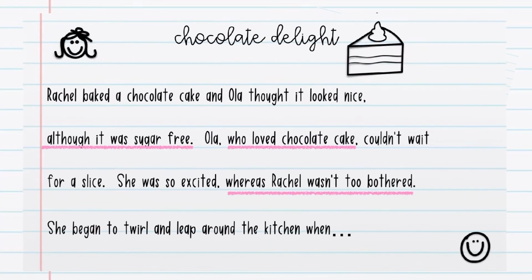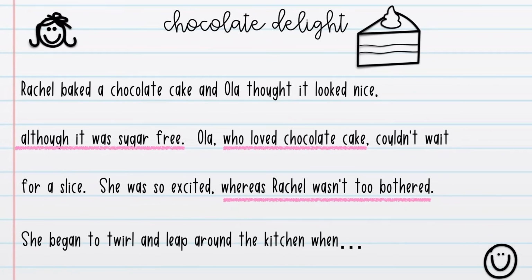So this piece of writing could look something like this. Rachel baked a chocolate cake and Orla thought it was nice, although it was sugar-free. Orla, who loved chocolate cake, couldn't wait for a slice. She was so excited, whereas Rachel wasn't too bothered. She began to twirl and leap around the kitchen when... The additional complex sentences used in this piece of writing have made it much more interesting.